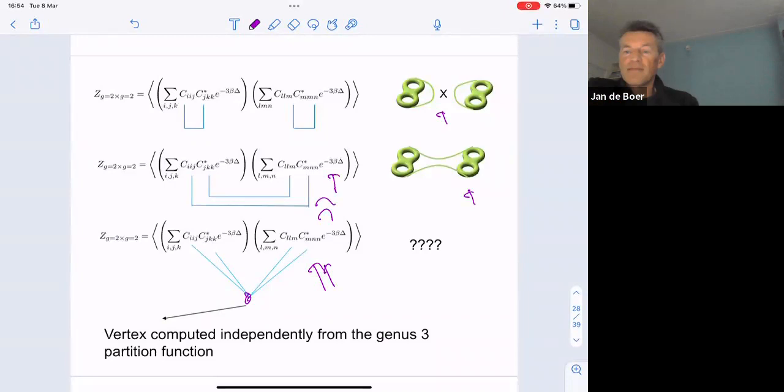And that suggests that there should be yet another wormhole whose gravitational action is larger than this one here, than the Maldacena-Maoz one.